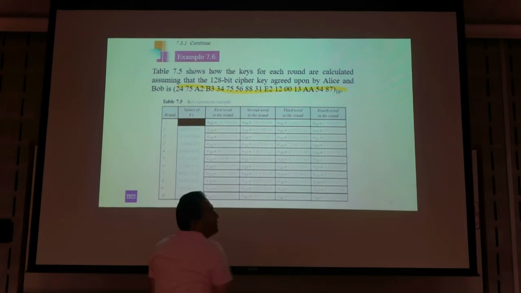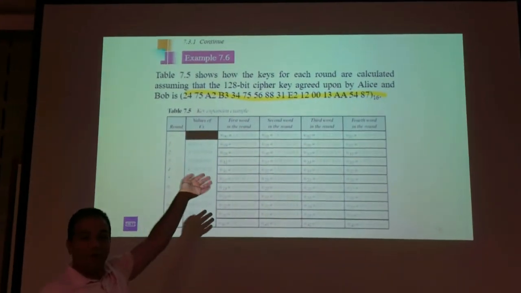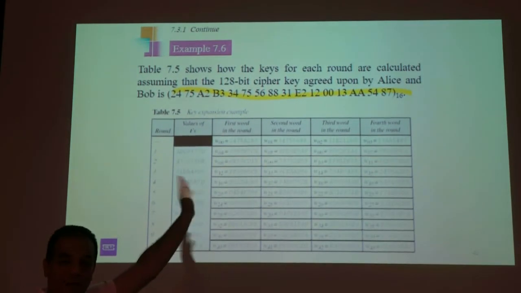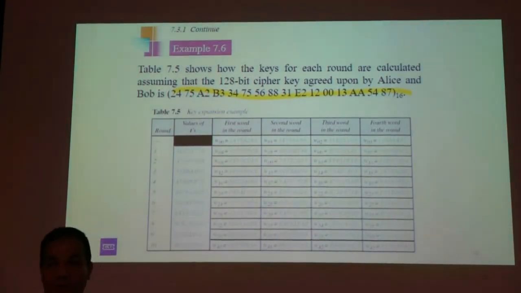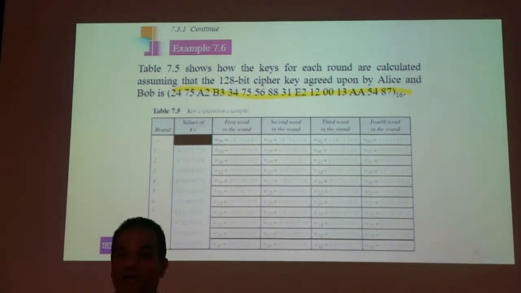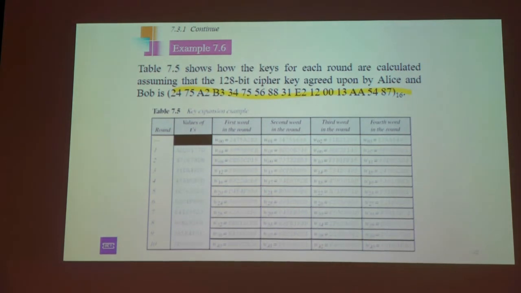Right away, tell me what is the second word? The next 4. What is W1? The next 4. What is W2? The next 4. W3, the next 4. So the first four words are very easy, right? Now we start calculating.